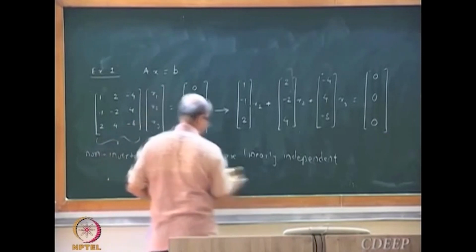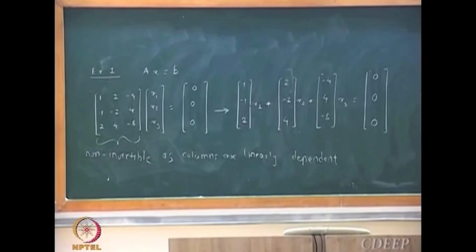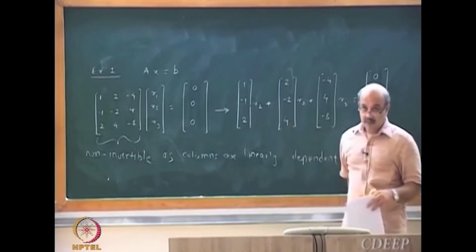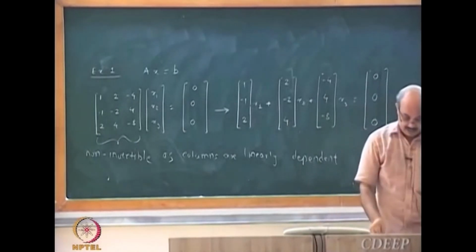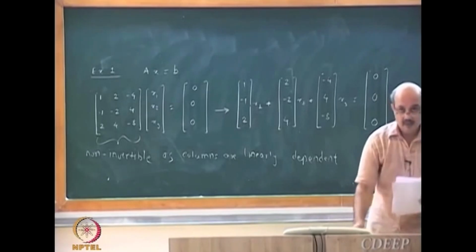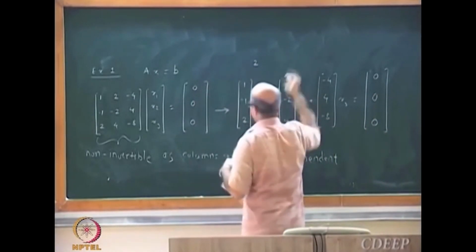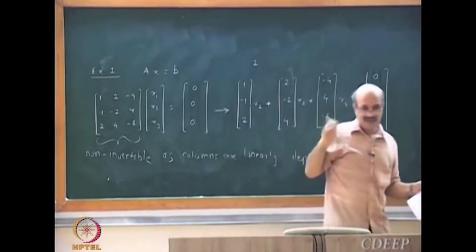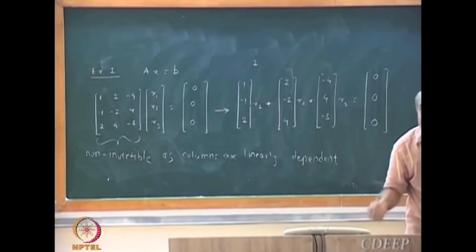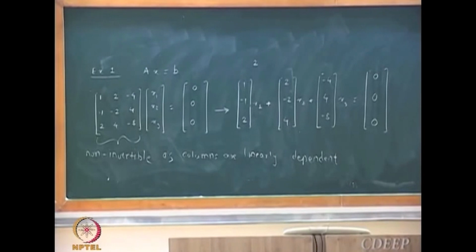So as the columns are linearly dependent, this matrix is not invertible. Can I find a solution? What are the possible solutions to this problem? So what about 2? Well, I am not interested in 0, 0, 0. I am not interested in the trivial solution. What I want to know is, are there non-trivial solutions? Yeah.